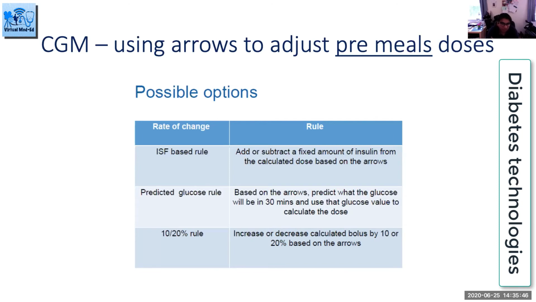Some people use the ISF-based rule, some people use the predicted glucose rule, and there's this thing called the 10 to 20% rule. I must say, from a patient's perspective, it's easier to use the ISF or 10 to 20% rule. The predicted glucose rule has too many calculations. I don't want to overburden patients with those numbers, but that's the principle that they use in automated systems. So let's pick an example.